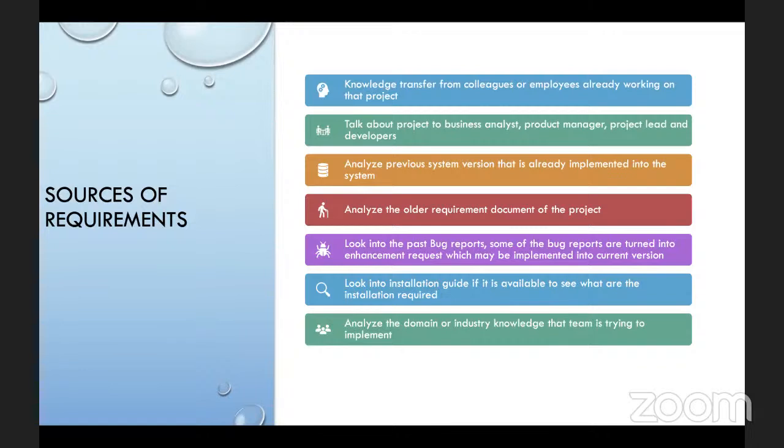Very important. Number 3, analyze the previous system version that's already implemented into the system. Sometimes the best way to understand what we are doing is to pick up the previous version. There might be documentation somewhere. So you pick up the previous version, you begin to analyze it, you begin to look at what was committed, what got deployed, the version number, who was on it, what was the root cause for this, what's the business requirement documentation. So the next one, as a 4th point here, is analyze the older requirement documentation of the project.